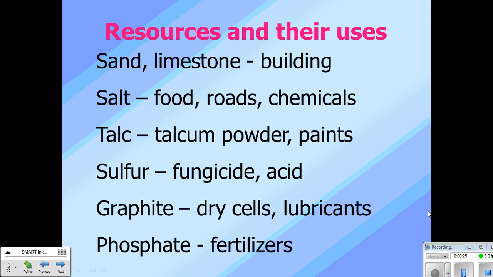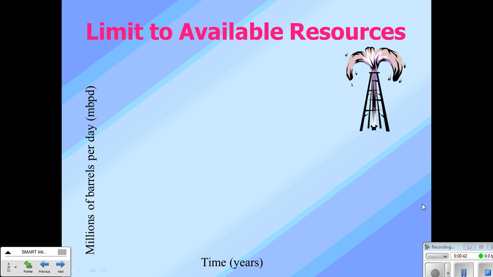Talc, remember, is the softest mineral. You use it in talcum powder, baby powder, and paints. Sulfur was that egg-smelling paint. And so the sulfur can be used in a fungicide and as an acid. Graphite, dry cells and lubricants, and then phosphate for fertilizers.